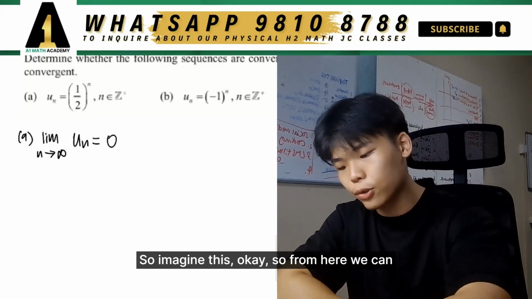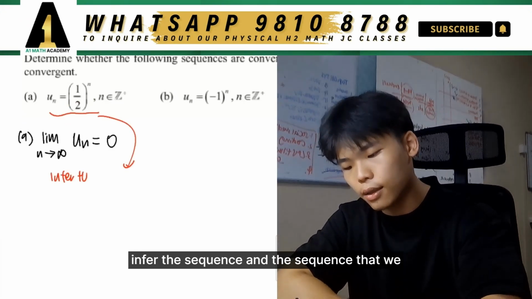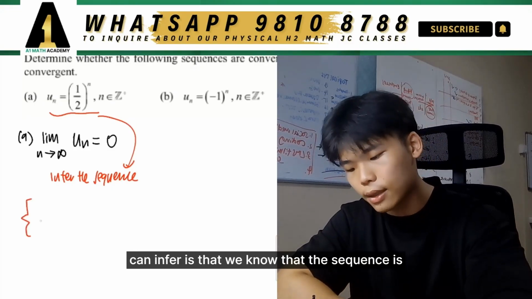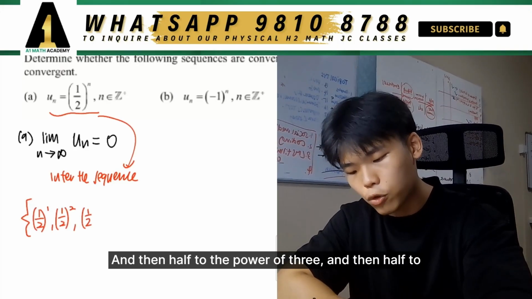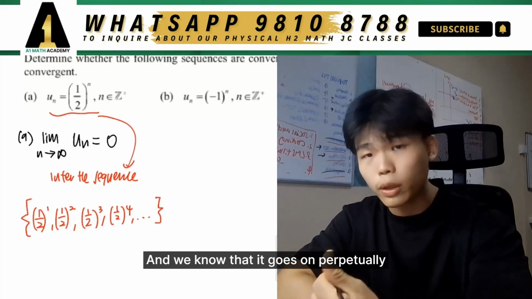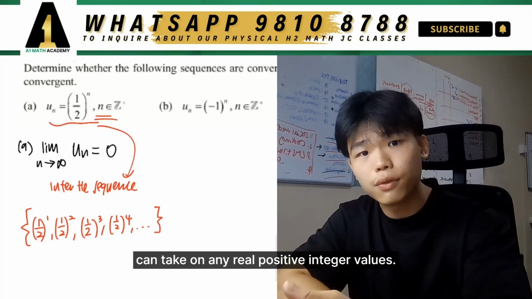Why is it 0? So imagine this. From here, we can infer the sequence. The sequence that we can infer is that the sequence is half to the power of 1, half to the power of 2, and then half to the power of 3, and then half to the power of 4, and then it goes on perpetually. And we know that it goes on perpetually because the n value over here can take on any positive integer values.